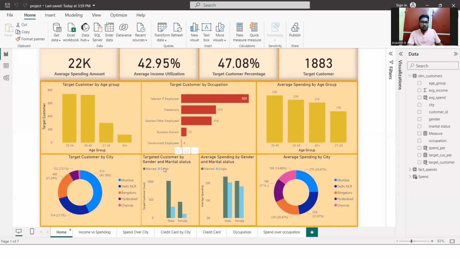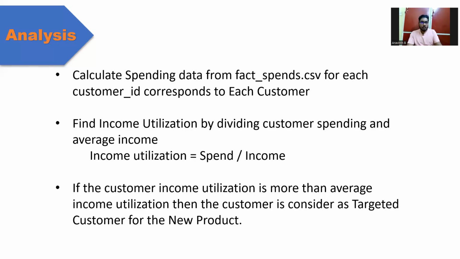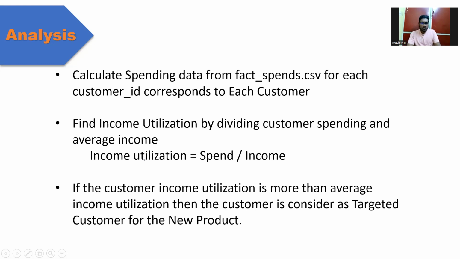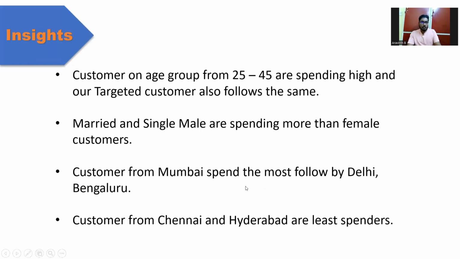So these are the conclusions I draw from my data set, and I have discussed them in this PPT also. I have calculated the average utilization as spending divided by income. It is known as income utilization, which was the metric I mentioned here, average income utilization. And based on this, I consider that customer as my target customer. That's what I mentioned here. And then customers aged 25 to 45 are our targeted customers, married or single males spending more than that. And Mumbai has a huge number of targeted customers and spending customers also.